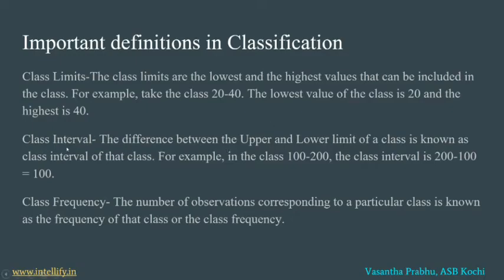Next one is class interval. The difference between the upper and the lower limit of the class is known as the class interval of the class. It is based on class limit. If we have a limit, and we see the difference between the upper and lower limits of the class, we come out with a class interval. For example, in the class 100 to 200, the class interval is 200 minus 100, that is 100. So the interval is the difference between the upper and the lower limits, or the higher and the lower values.